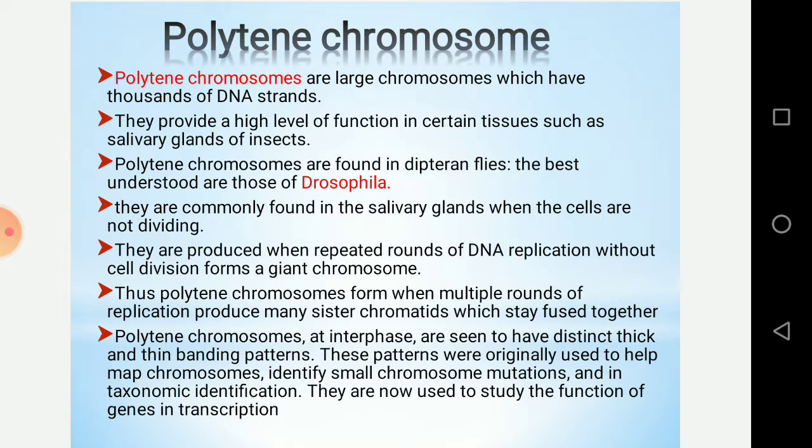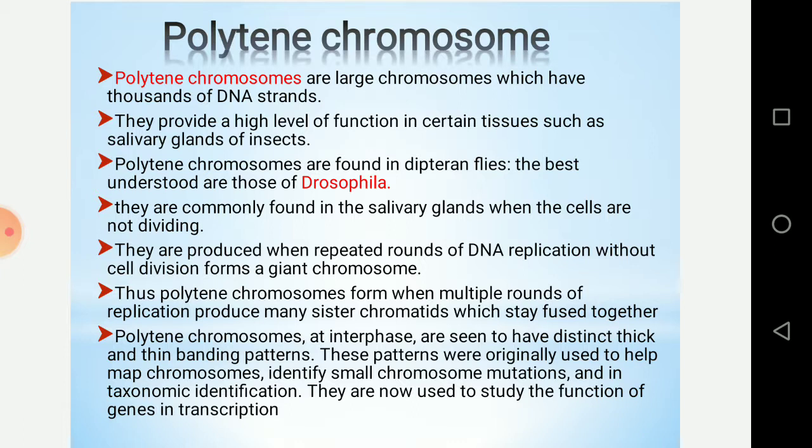Polytene chromosomes at interphase are seen to have distinct thick and thin banding patterns. These patterns were originally used to help map the chromosome. You must know what mapping of chromosome is. Mapping of chromosome is nothing but seeing the different parts of the chromosome inside a microscope or some sophisticated tools, to identify small chromosome mutations and in taxonomic identification.